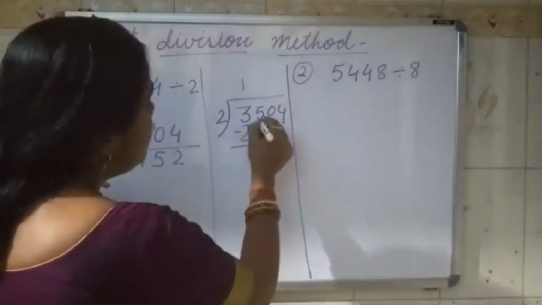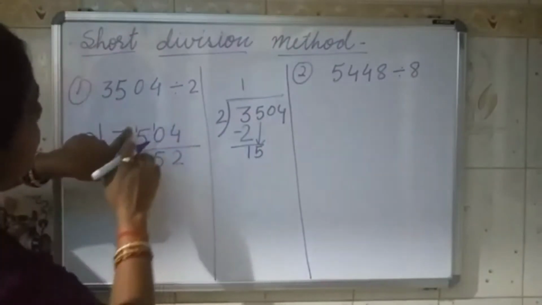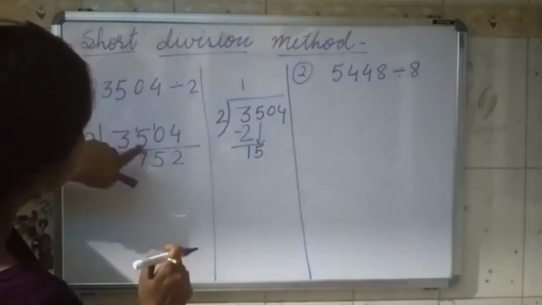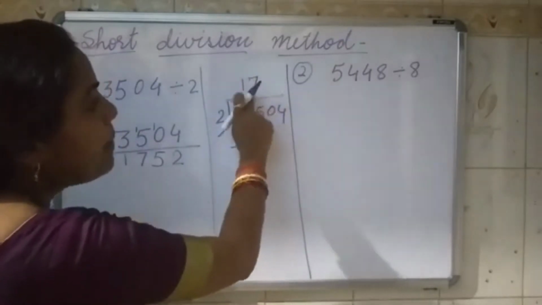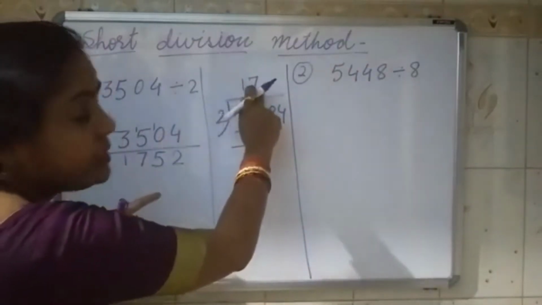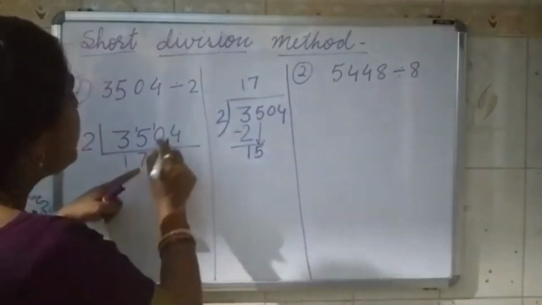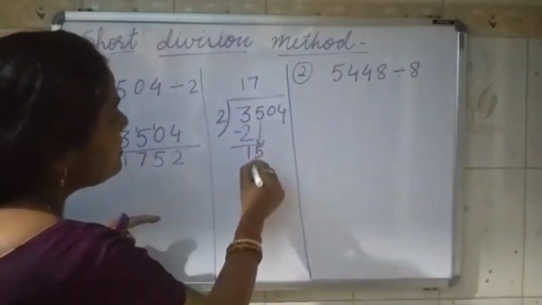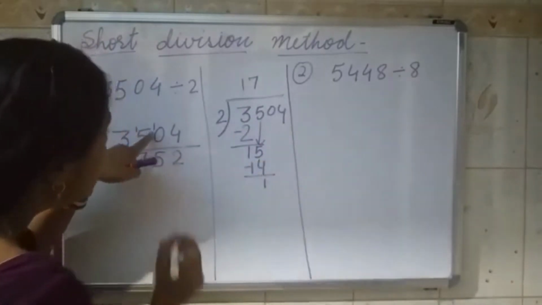Now bring this number down, 15. So this 15 is here, this small 1 and this 5. This 15: 2 sevens are 14. The quotient which I am writing above, I am writing below here. Now 15, 2 sevens are 14. 15 minus 14 is 1. So 1 will be here above 0.